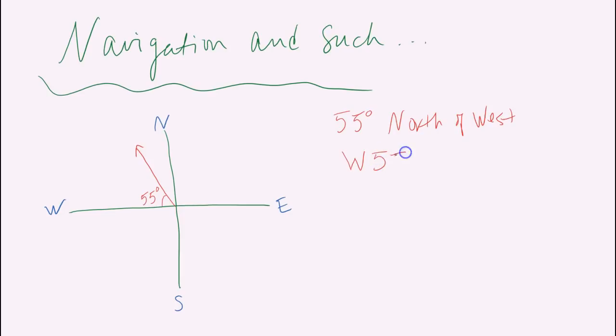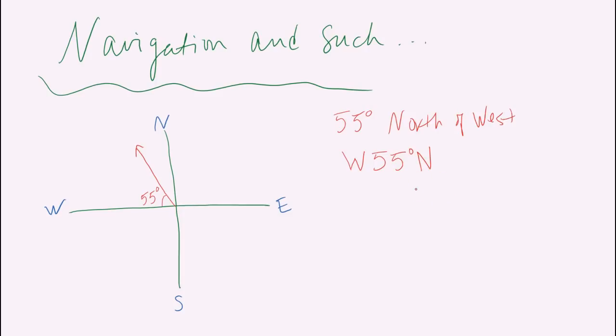West, 55 degrees north. If you see it like this, the letter in the front is telling you where to start. It's saying, start in the west and then go 55 degrees north of that. So these both are acceptable ways of doing it.